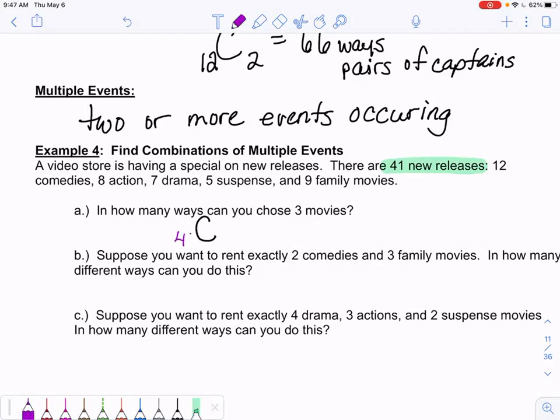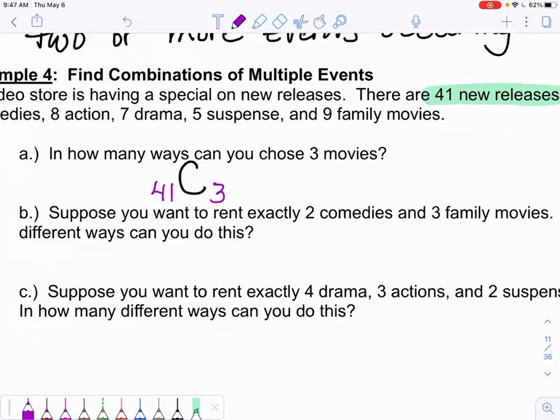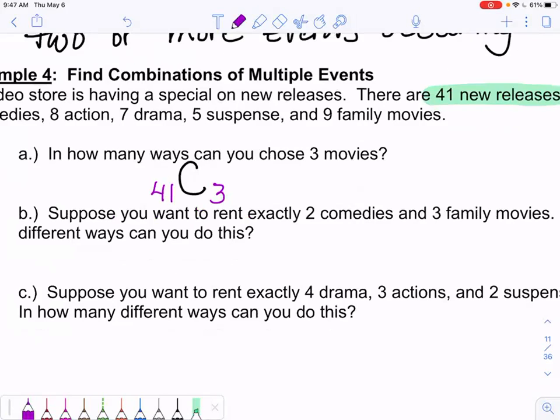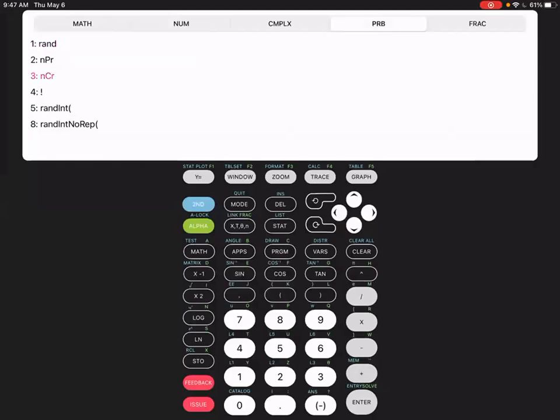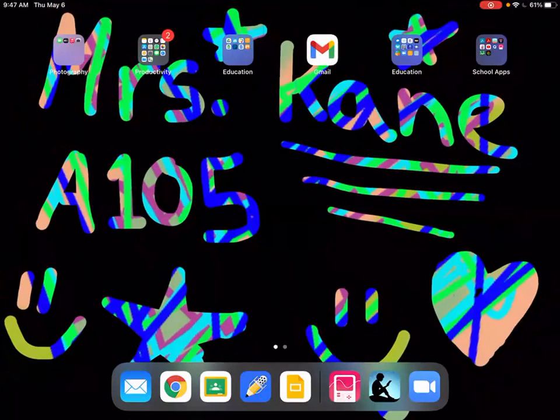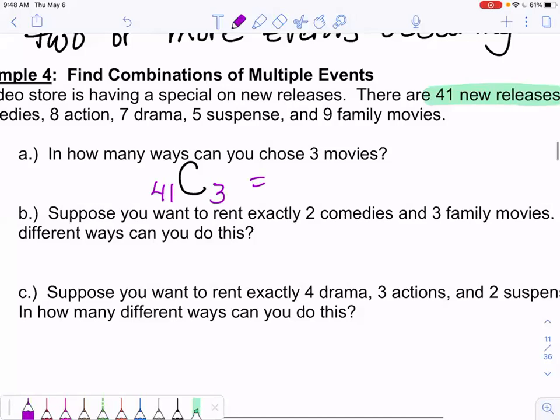We would have 41 C3. It gave us a whole bunch of extra information that I don't need for part A. So we go to math, over to probability, choosing combination, and then 41 C3. And that's 10,660. So we got 10,660 different ways we could choose those movies.